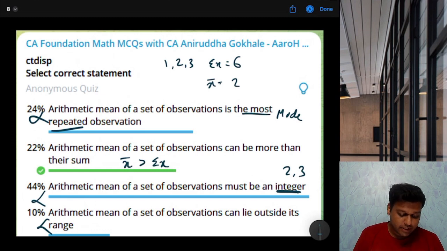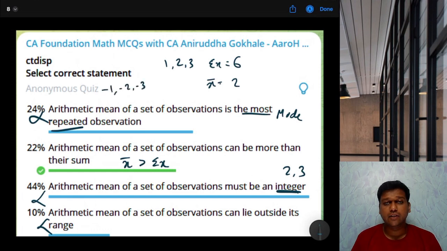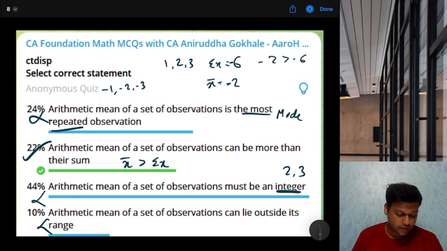But if the numbers are negative, -1, -2 and -3, then their sum will be what? -6, but their mean will be -2. Now -2 is greater than -6, right? So this is the correct answer.